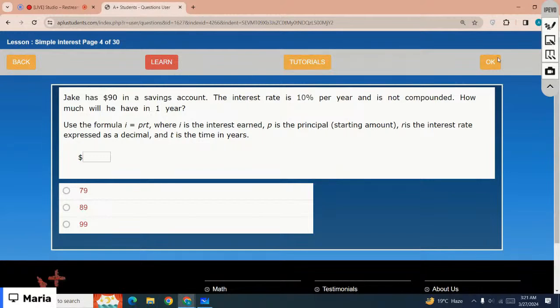Okay, now you have to do this one on your own. Jake has $90 in a saving account. The interest rate is 10% per year and is not compounded. How much will he have in 1 year? You need to calculate the interest after 1 year. The principal amount is $90. The interest rate is 10%. So, which is the correct option?